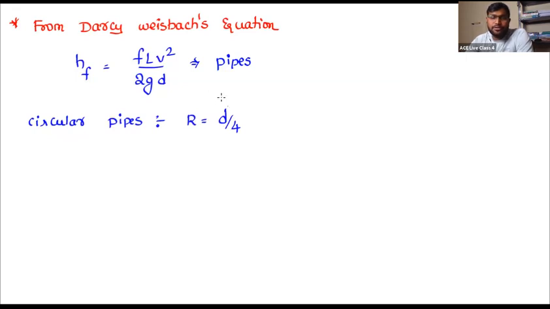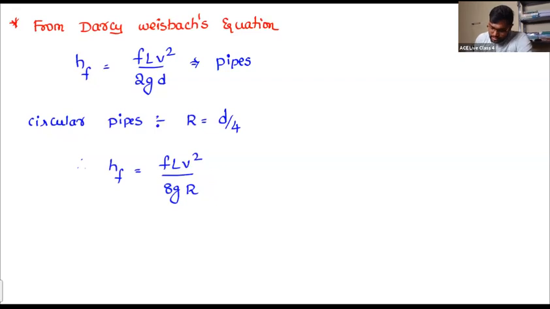If you have any doubt, please go through it: the R value is A/P. A means π/4 D², and P, the wetted perimeter, is πD. You are going to get R = D/4. I can write this as hf = f L V² / 2g D, and you can write D as 4R, so hf = f L V² / 8gR.